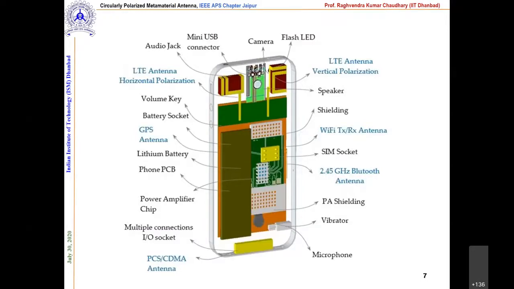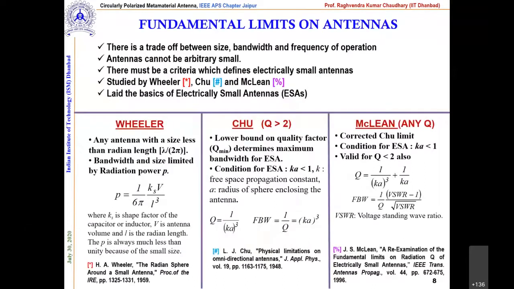Let us first discuss what the fundamental limits of antennas are. When we are talking about a compact or miniaturized antenna, it is not the case that we can miniaturize arbitrarily as much as possible. An antenna can't be arbitrarily small. Another fact is that there is a trade-off between the size, bandwidth, and the frequency of operation.